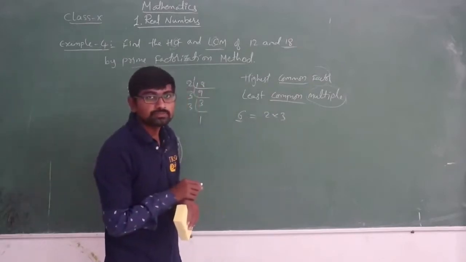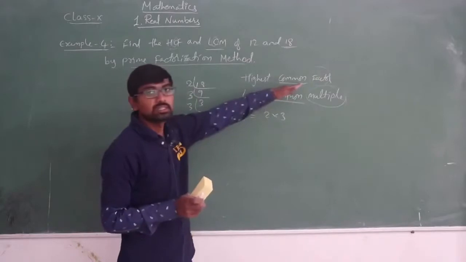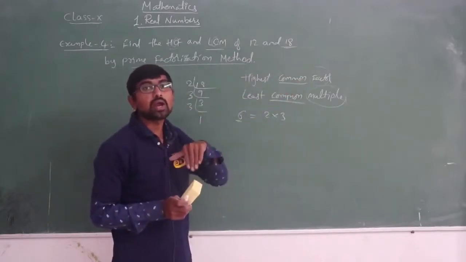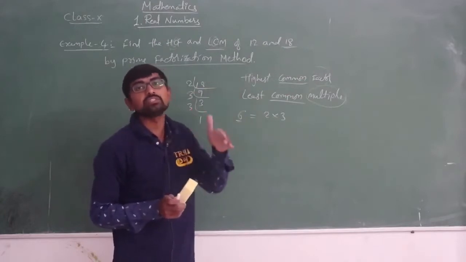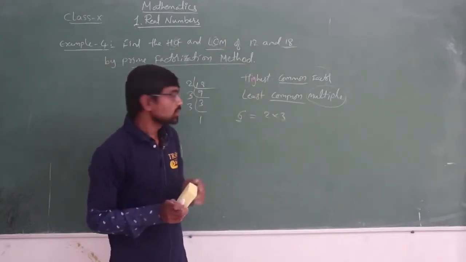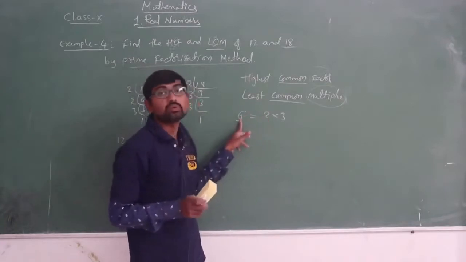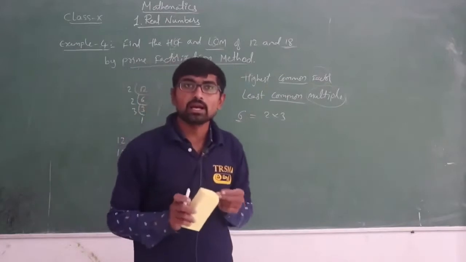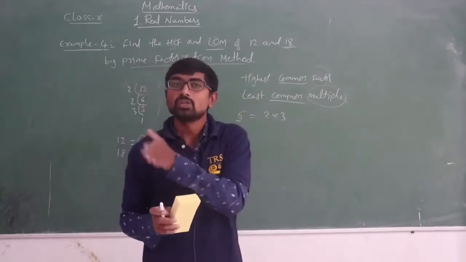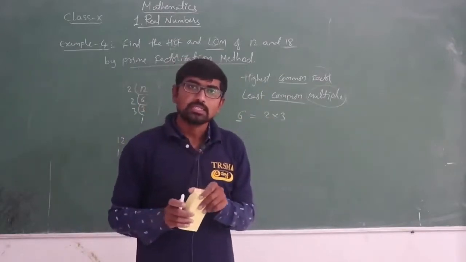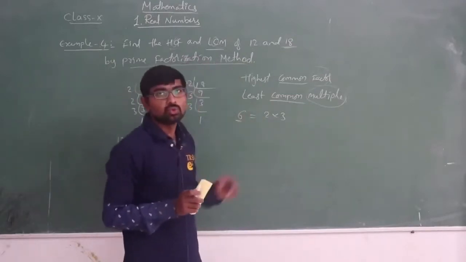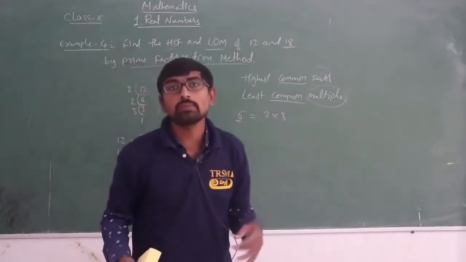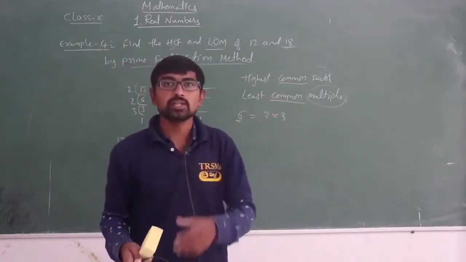What are the factors? Factors are the numbers which can divide a number, which are the divisors of any number. Here 2 is a factor of 6. Why is 2 a factor of 6? Because 6 comes in the 2 table, isn't it? 6 is divisible by 2. Similarly 3 is also a factor of 6. Why? Because 6 is divisible by 3.